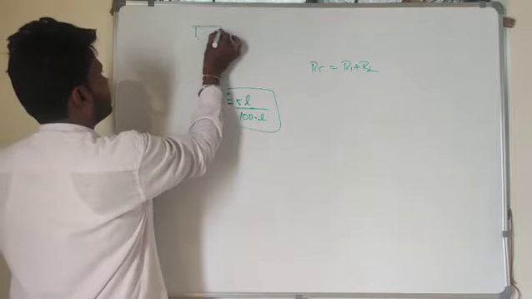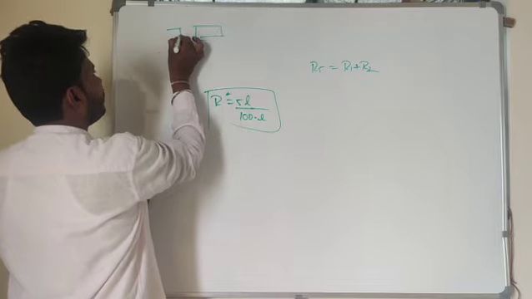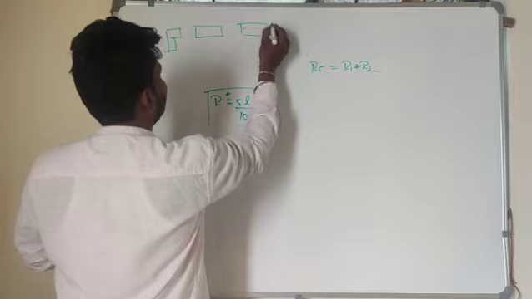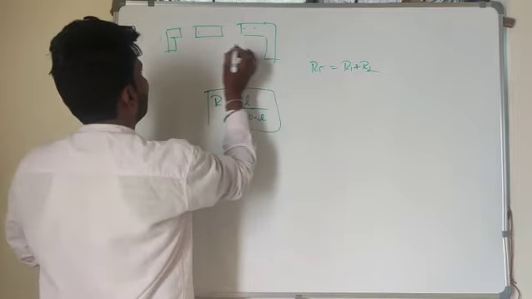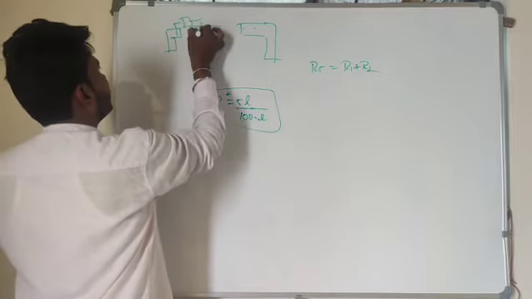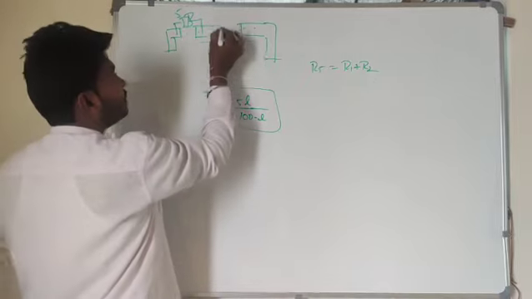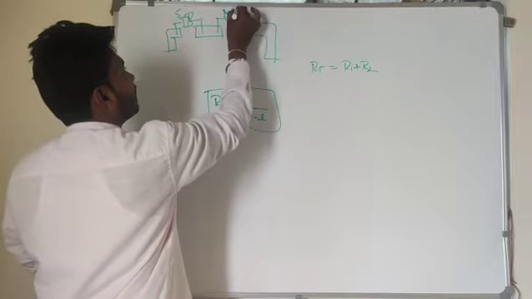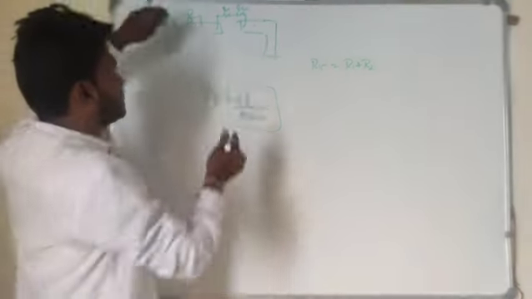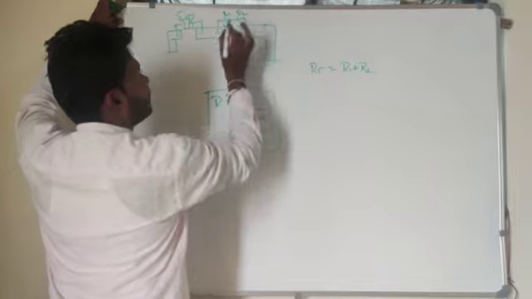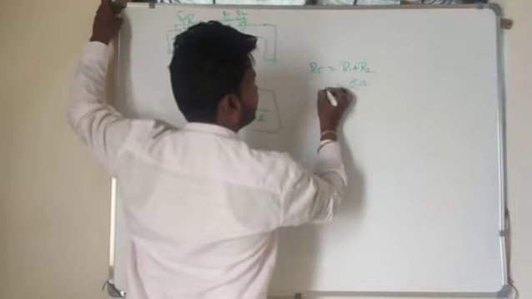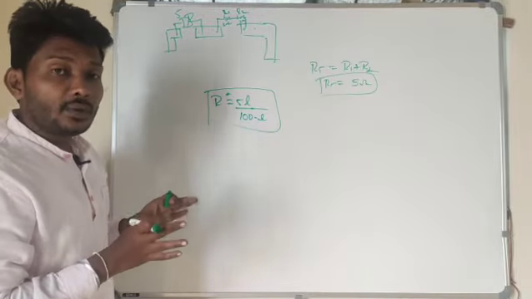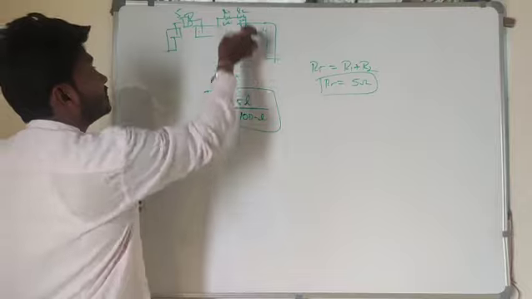For example, in the case of this meter bridge, in the first gap I will place the standard resistance box. In the second gap, I will take 2 resistances in series combination. For example, this one is 2 ohm, this one is 3 ohm. So the equivalent resistance is 5 ohm. What is the theoretical equivalent resistance? That is 5 ohm. Now I have to find out practically what the resistance in this gap is.